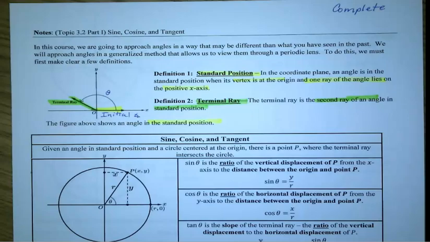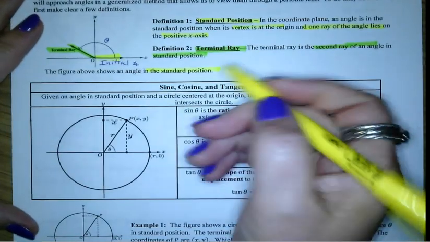Okay, so let's look at the ratios. So the first one, sine, cosine, and tangent.